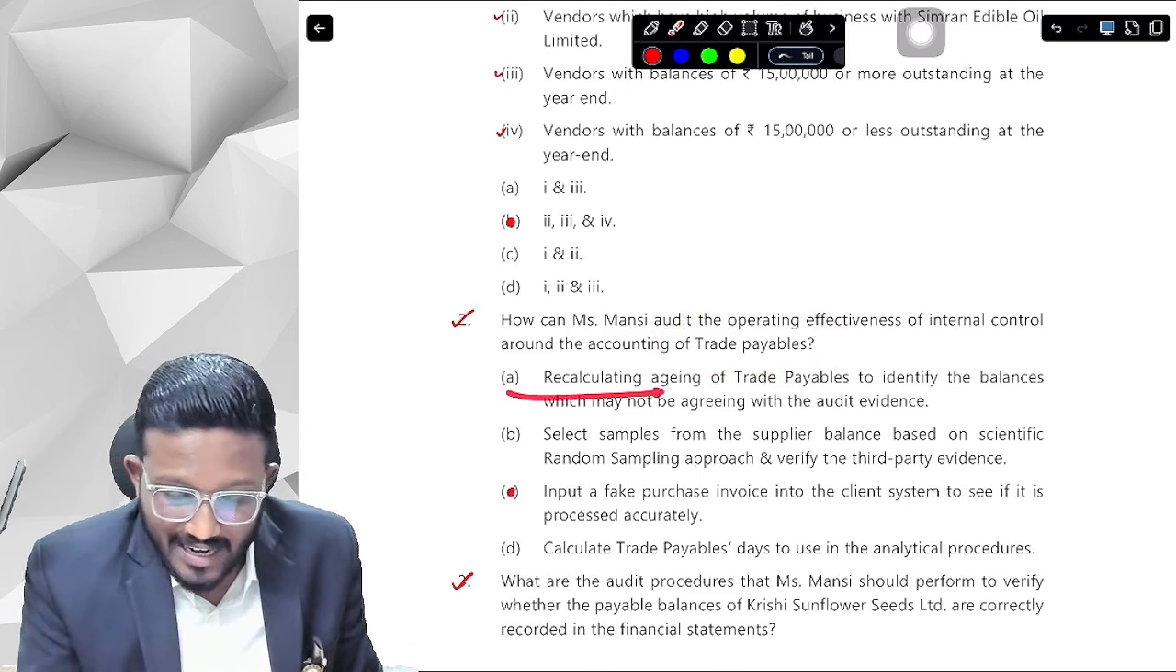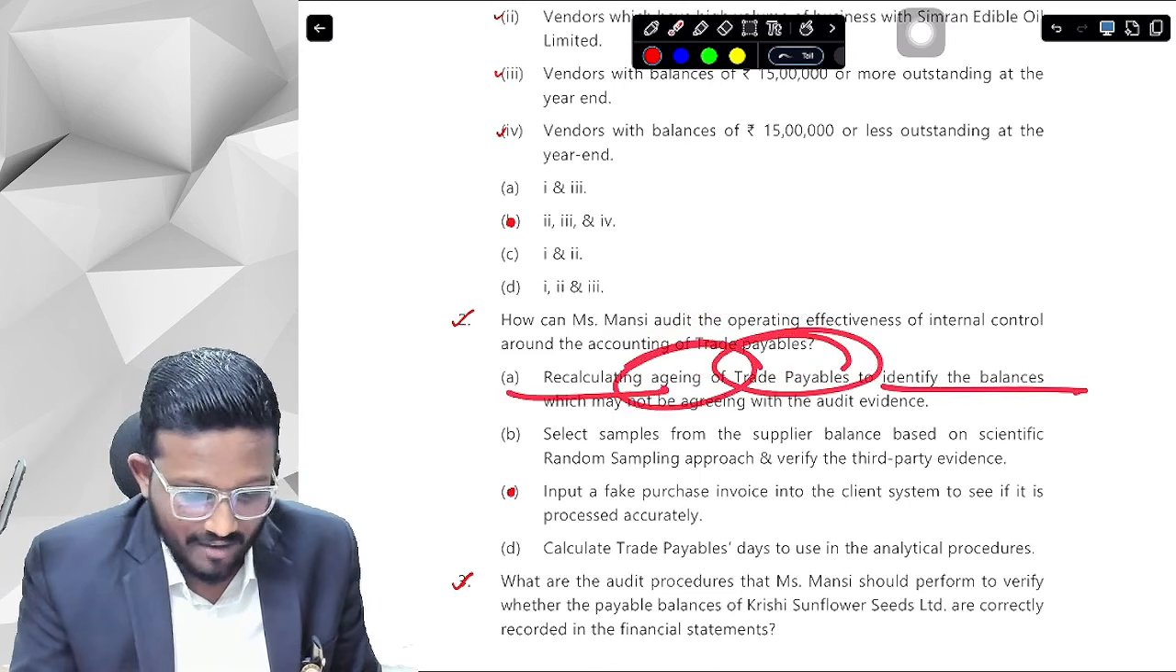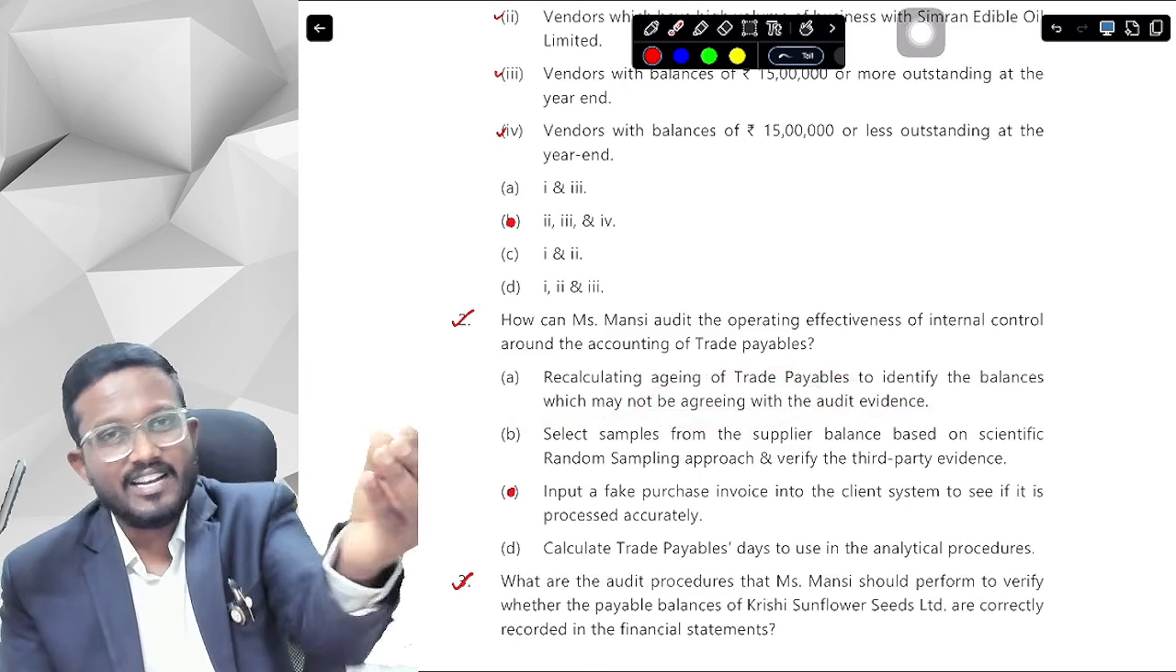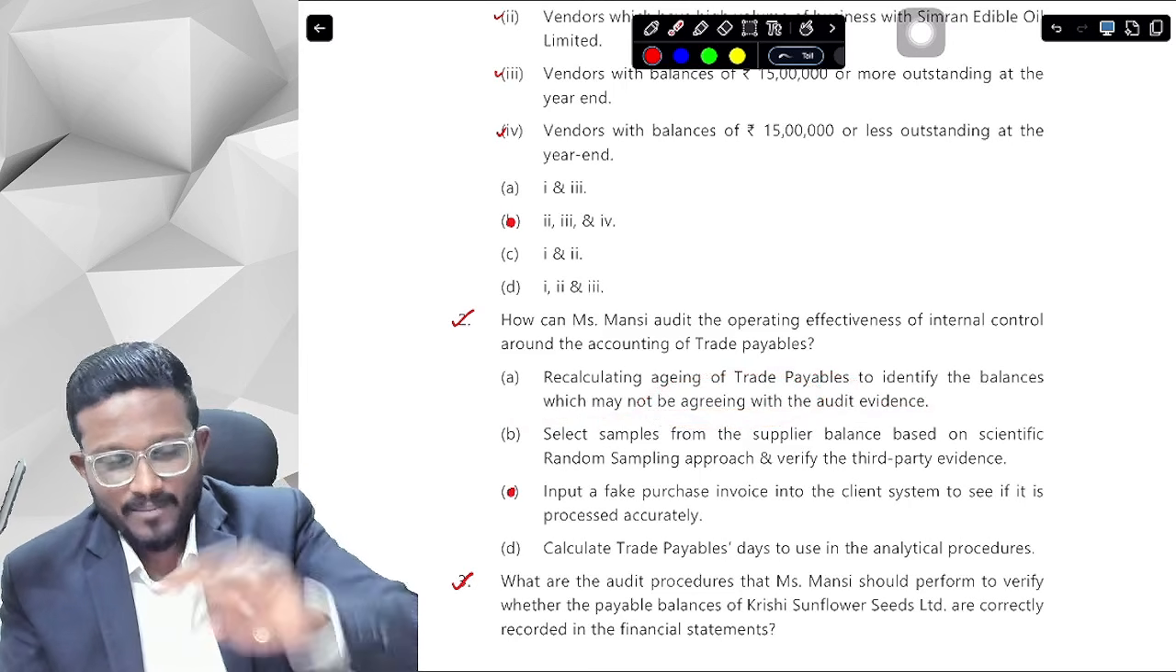First, we need to recalculate the aging of trade payables to identify whether the balances may not be agreeing with the audit evidence. No sir, while calculating aging, we are not checking the TOC. Okay, yes sir. First is it.